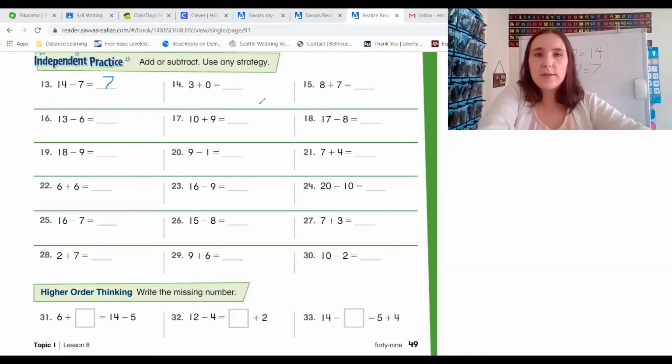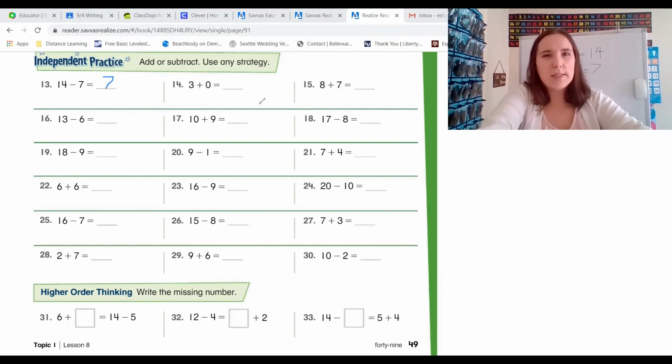Okay, let's look at number 14. 3 plus 0. Well, that's an easy one. If you add 0 to anything or subtract 0 from anything, you're still going to end up with your same number. So if I have 3 cookies and I don't bake anymore, I'm still only going to have 3 cookies, right? So my answer, my sum is 3.